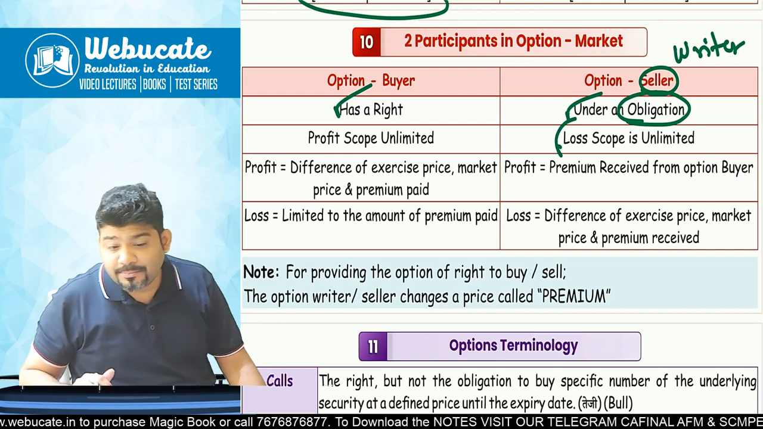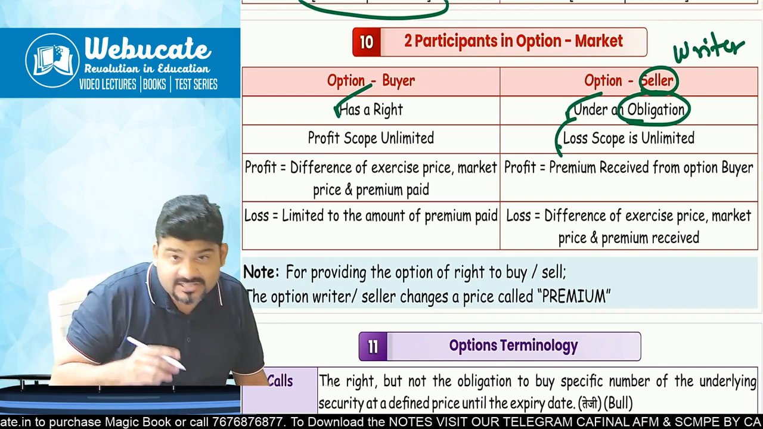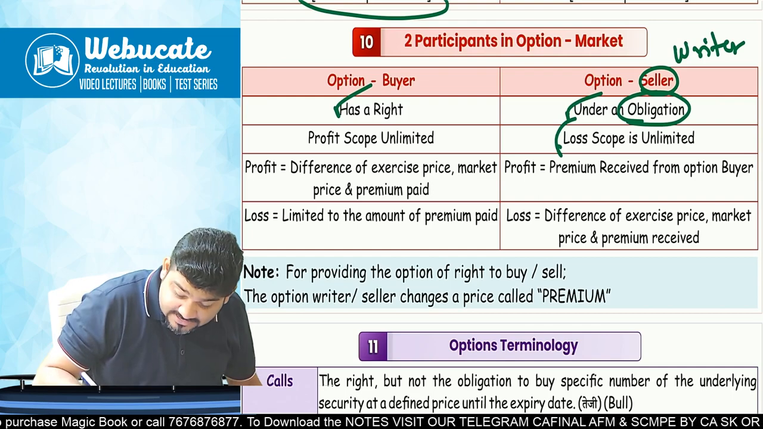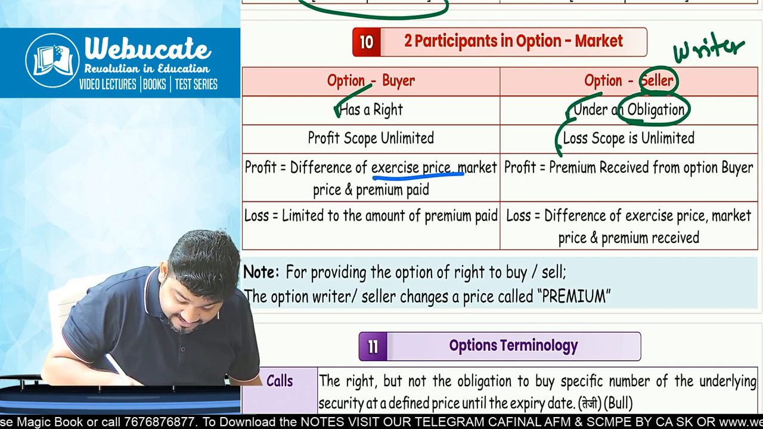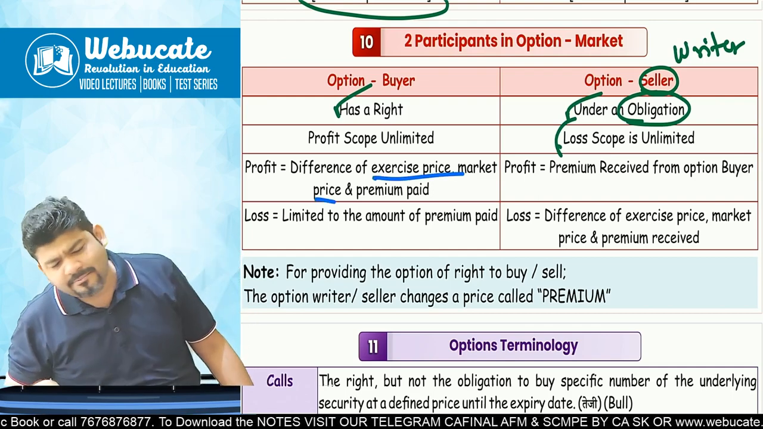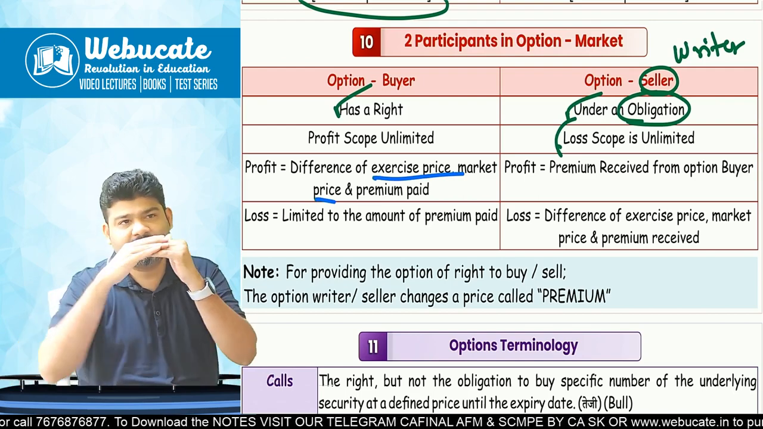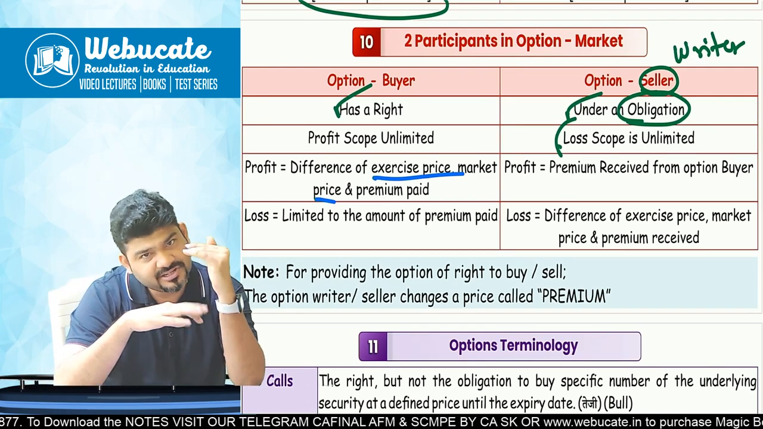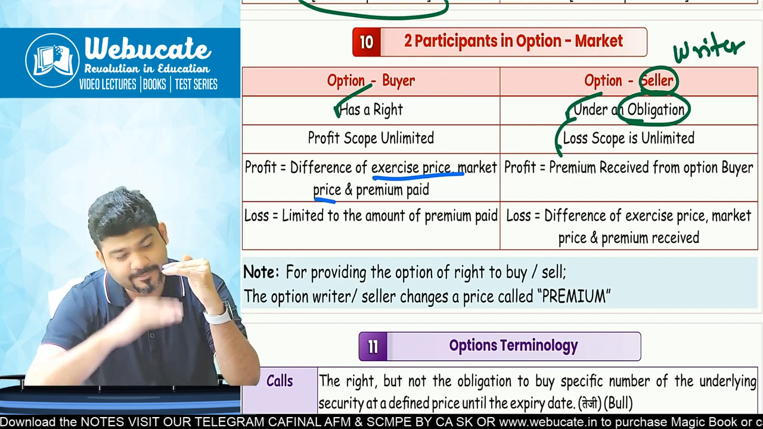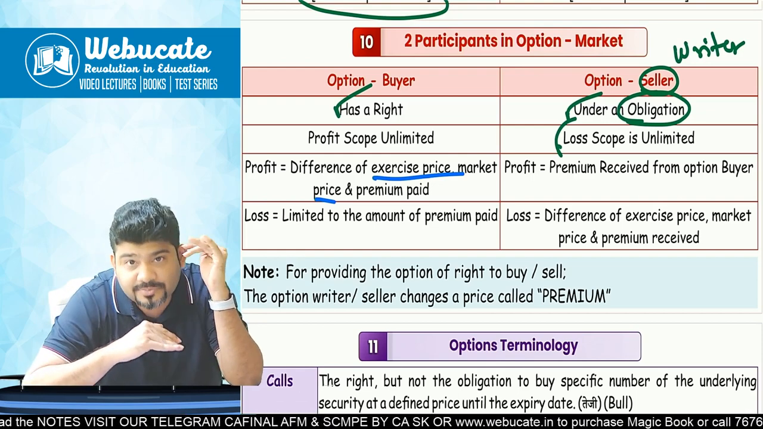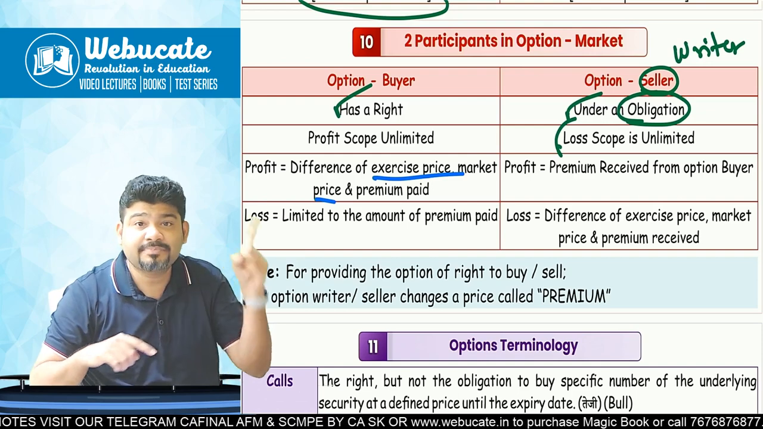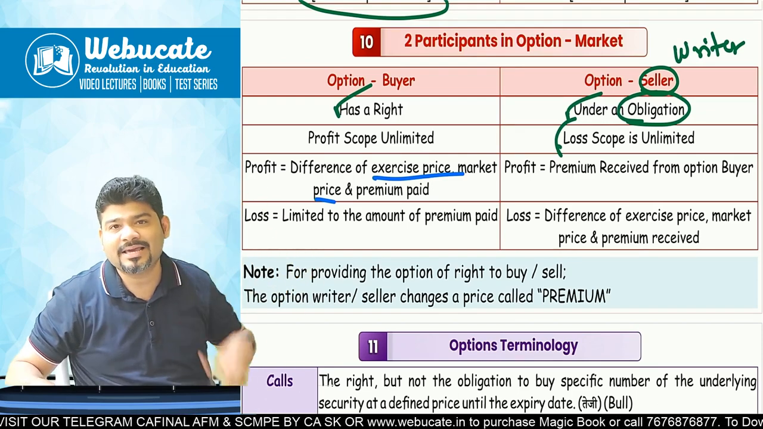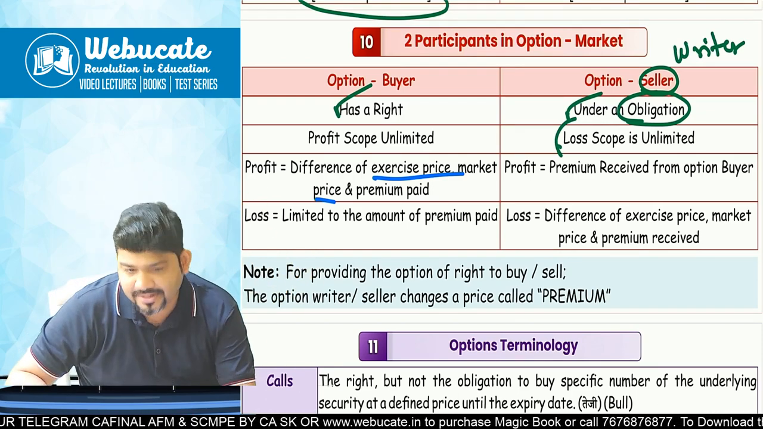What is the profit that you are going to make? The difference between the exercise price and the market price. So that's what is written here: the difference of exercise price, market price and premium paid. So see, the difference between the exercise price and the market price. In case you have a put option, it is also the difference between the exercise price and the market price. That difference is going to be your profit less the premium paid, because the premium paid is like your cost. Are you done, everyone? Yes, sir.